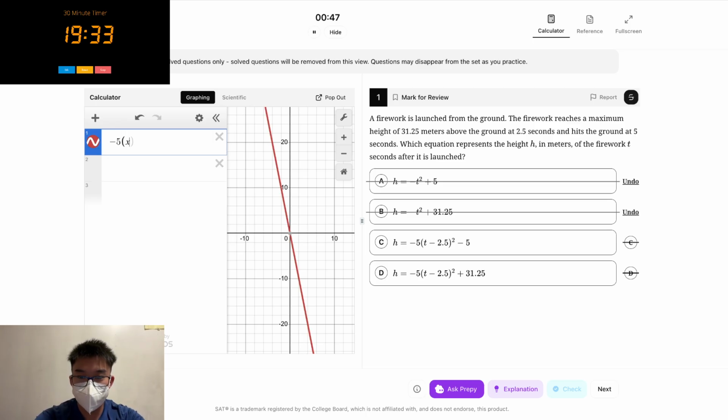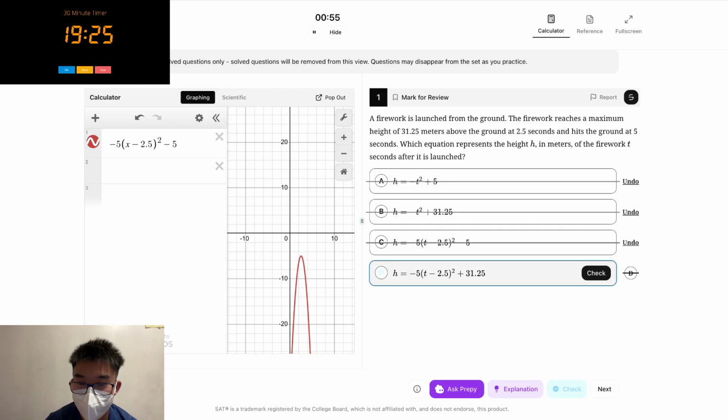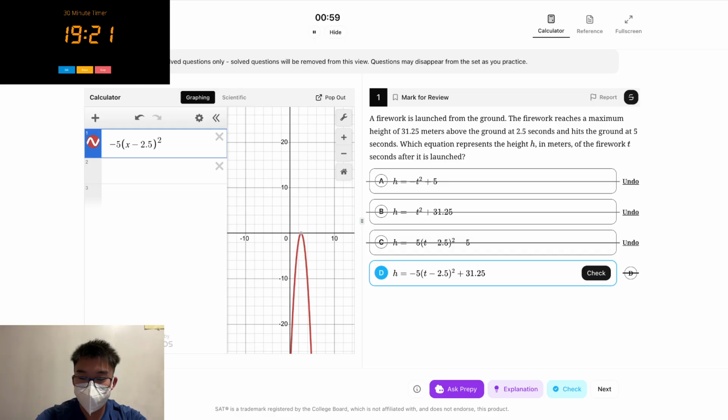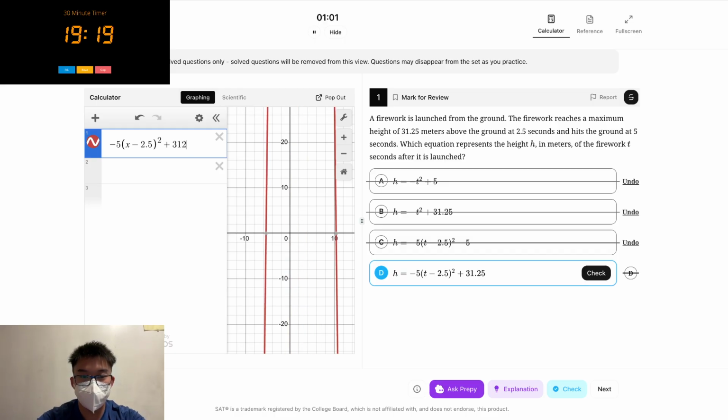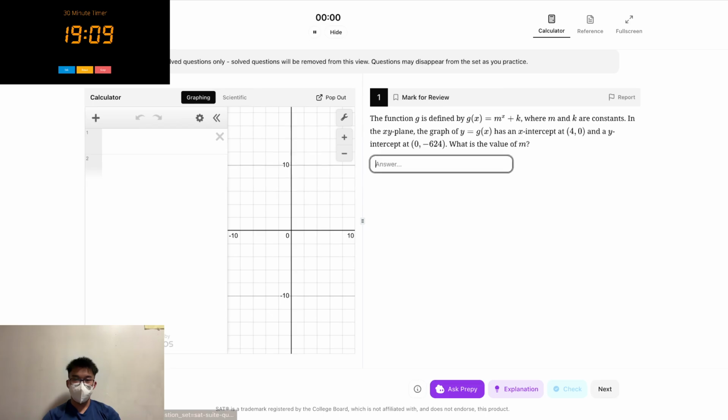Negative 5x minus 2.5 add to 2. Negative 5. Okay, this one's not. This is incorrect. And this should probably be the correct answer. And then we can double check just in case. But if it was a real SAT, I'd probably just click on it. Yeah, it reaches max at 31.25 and the ground at 2.15. So this one's correct. Cool, let's go next.